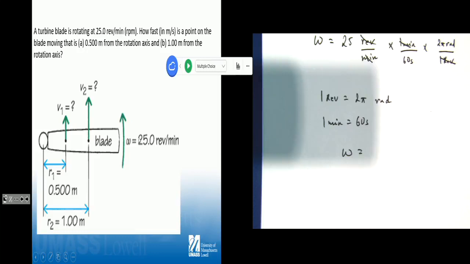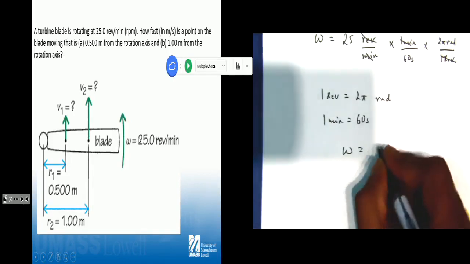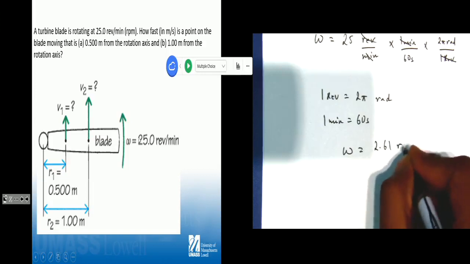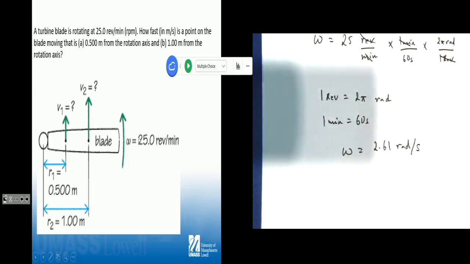Who has a calculator? 2.61. So it's 2.61 radians per second. That is the SI unit.